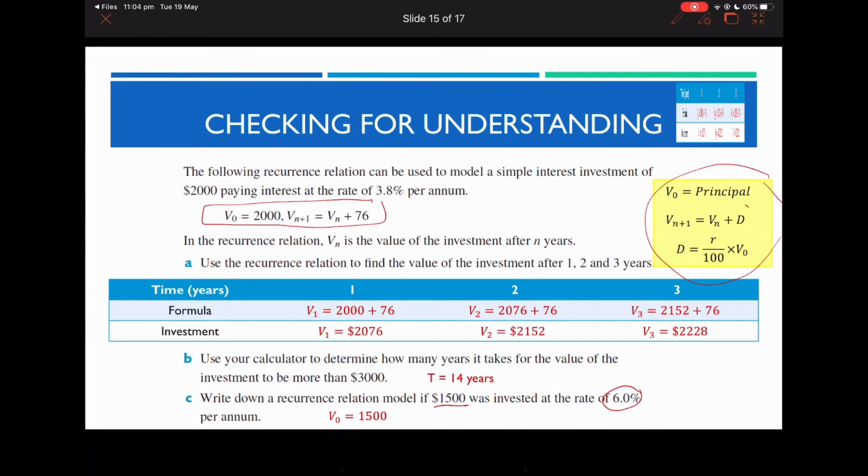Now in order to write it in a similar manner to this, I need to find out what my interest rate is going to be, or my interest earned. So I need to find what capital D is equal to. In this case, your interest rate is now equal to 6%. So it'll be 6 on 100 multiplied by 1,500. And if you did this, therefore your recursive relation model will be this: Vn plus 1 is equal to Vn plus 90, where 90 is equal to the interest earned.